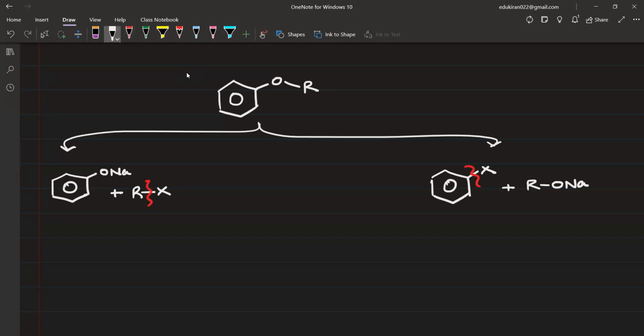Okay. And those who have done haloalkanes and haloarenes a bit, especially haloarenes, would remember that this particular bond is not easily broken. Why? Because resonance can happen here and it has partial double bond character. And if you cannot break this bond, then this is not going to give you anything. So this reaction won't happen. In order to make alkoxybenzene, you have to use phenoxide and what? And haloalkane.